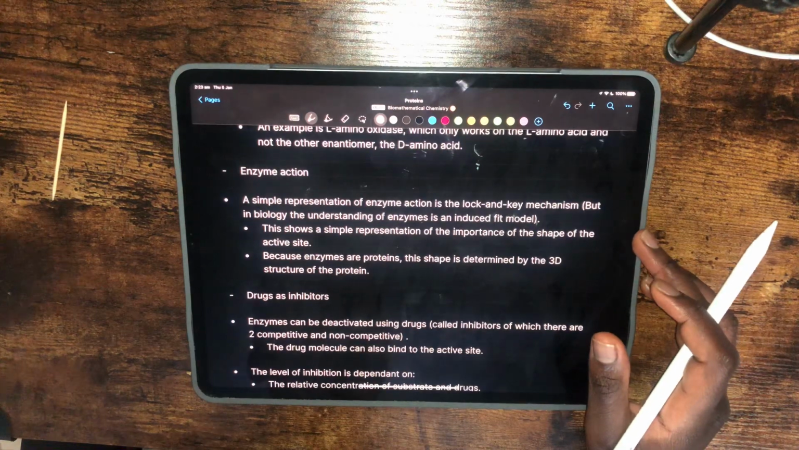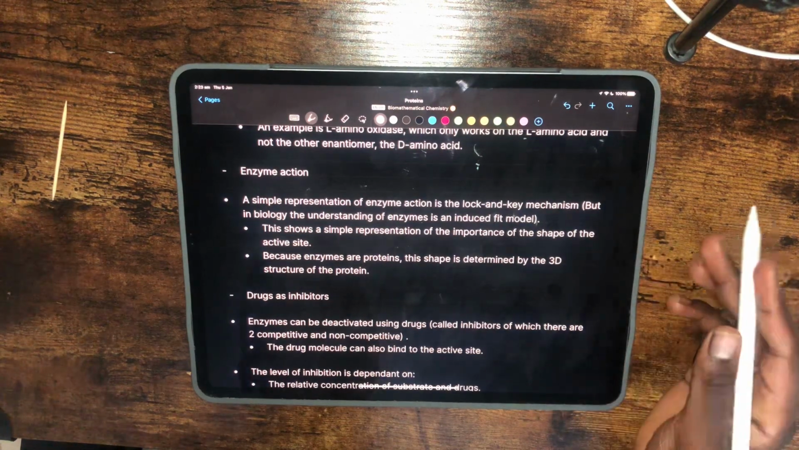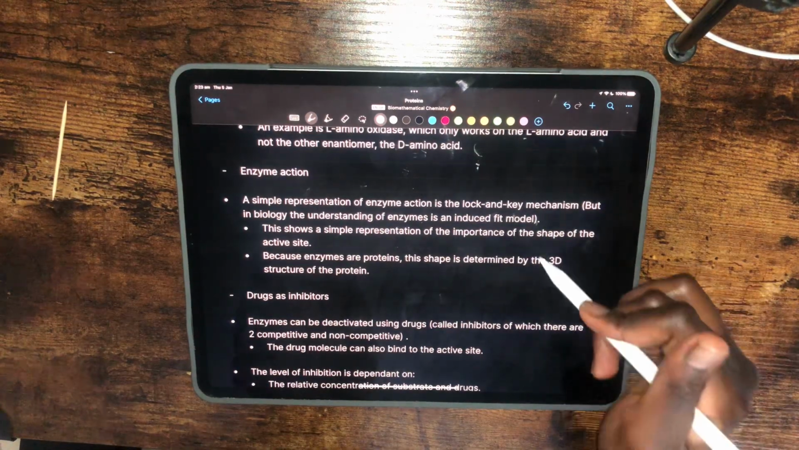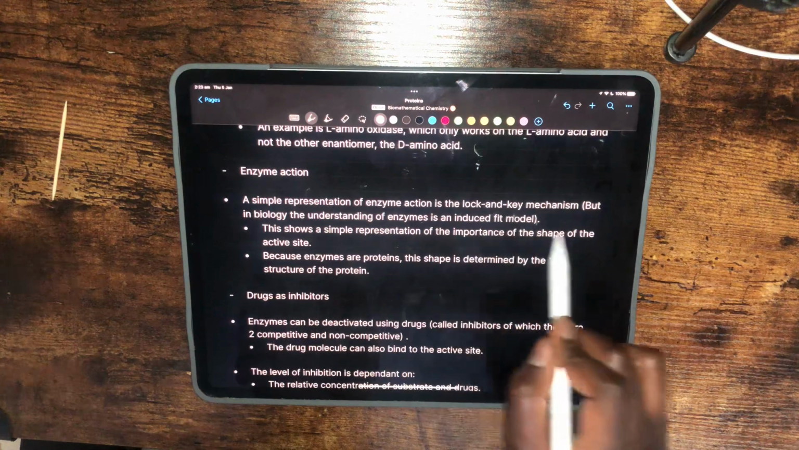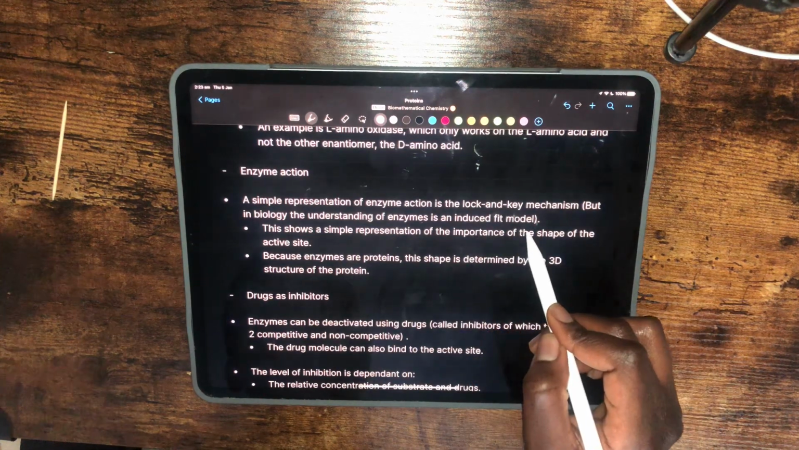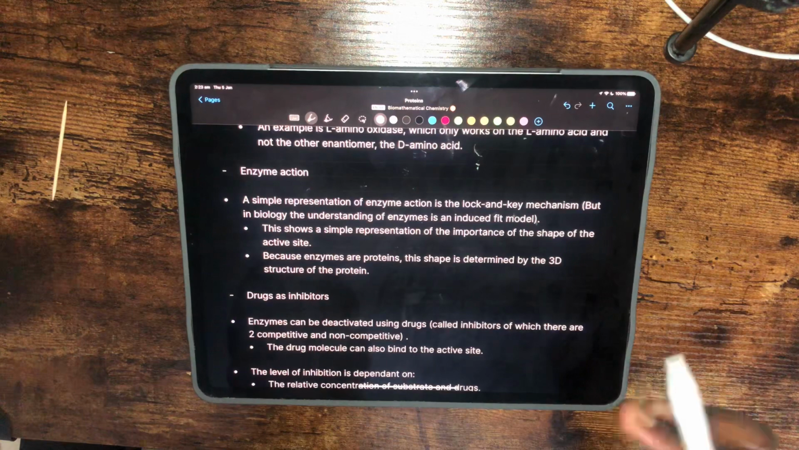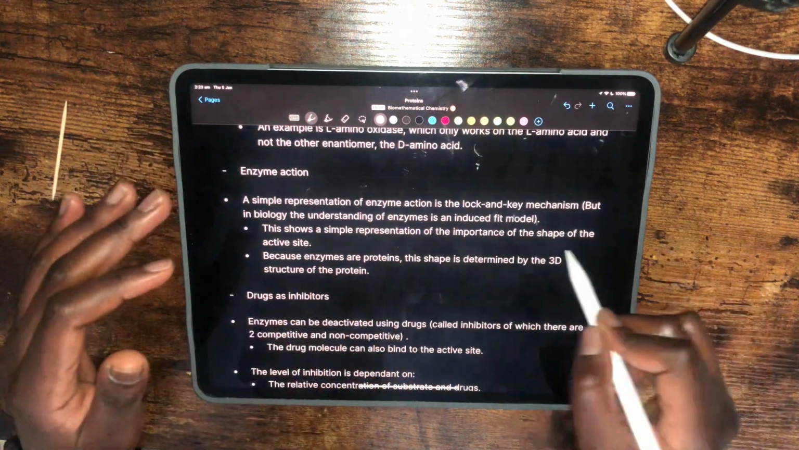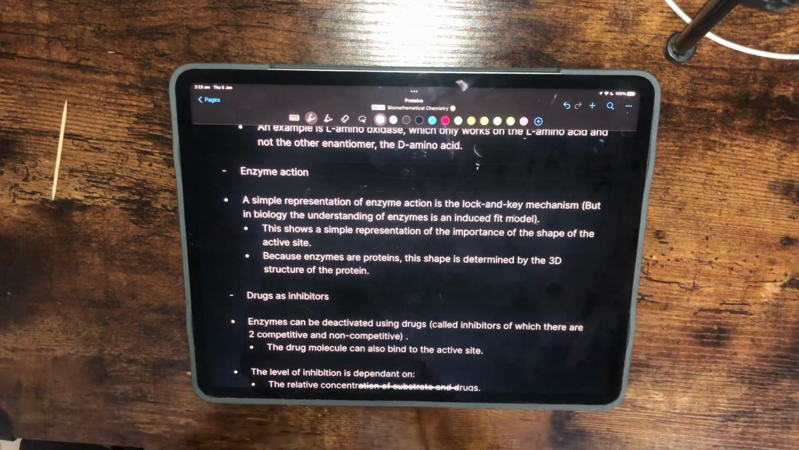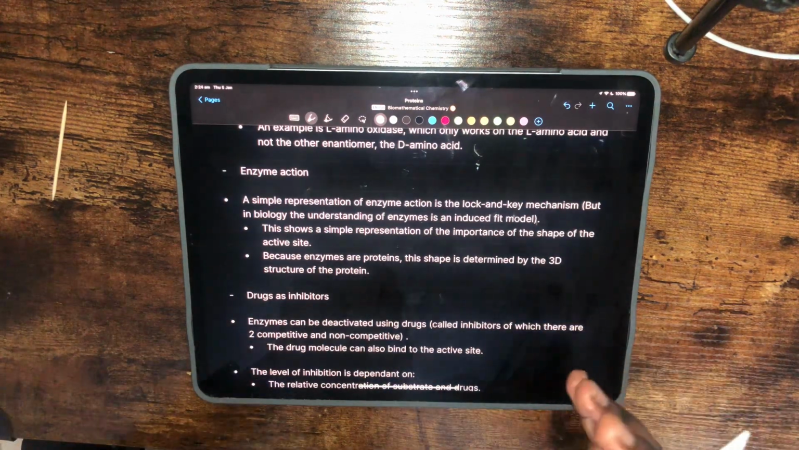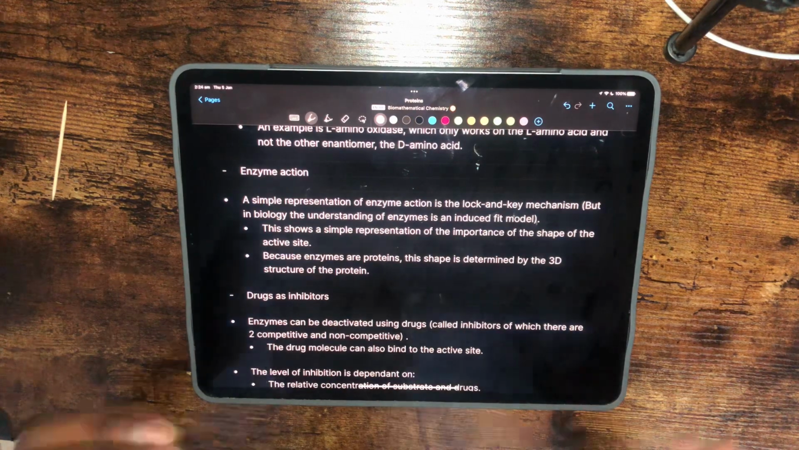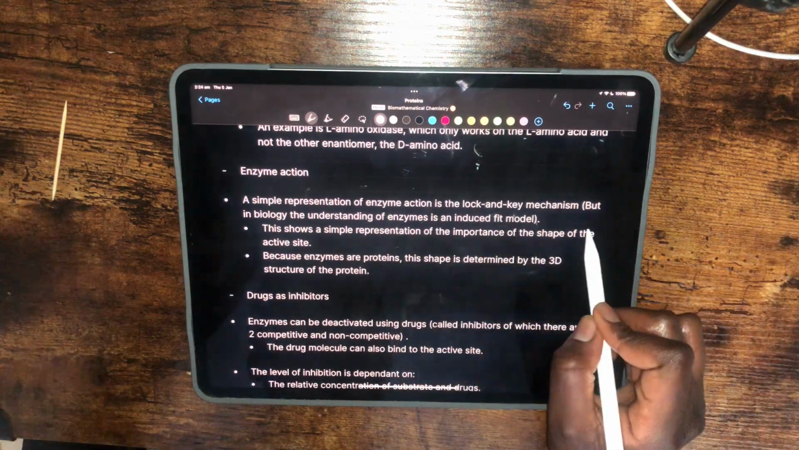So a simple representation of enzyme action is the lock and key mechanism, but in biology, the understanding of enzymes is the induced fit model. You should know this by now for GCSE, but explaining it can be a bit more confusing. In the induced fit model, the substrate binds first and then the enzyme changes shape to make it more complementary as it binds. But don't worry about that. Just think about the lock and key mechanism.